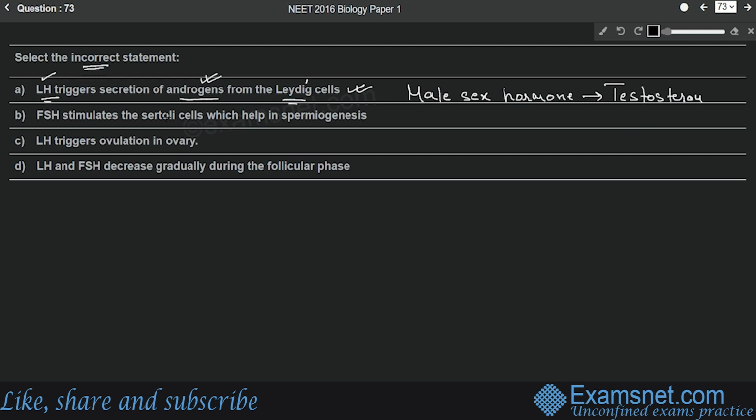Now let's come to the second statement. It says FSH, that is follicular stimulating hormone, stimulates the Sertoli cells which help in spermiogenesis. Again, this is a correct statement. So follicular stimulating hormone stimulates the Sertoli cells. These Sertoli cells are also known as nurse cells because these are used for nourishment of the sperms, right? And it helps in spermiogenesis. Spermiogenesis means the transformation of spermatids into the sperms, okay? Spermatids into sperms or spermatozoa.